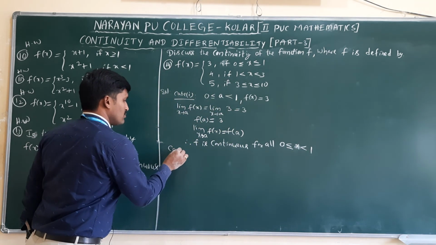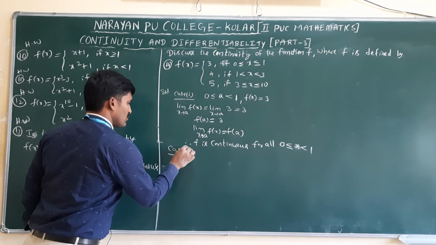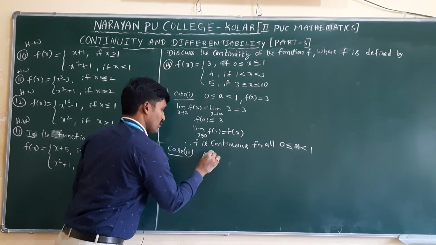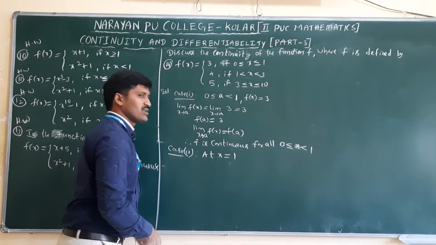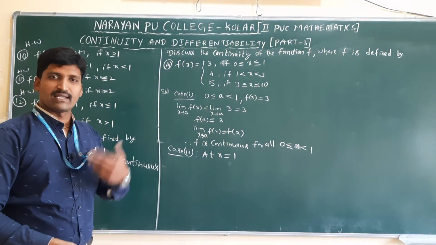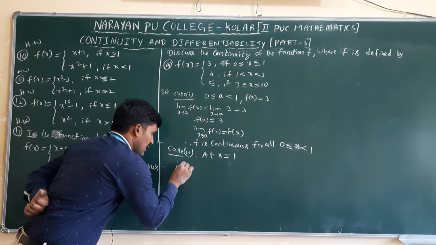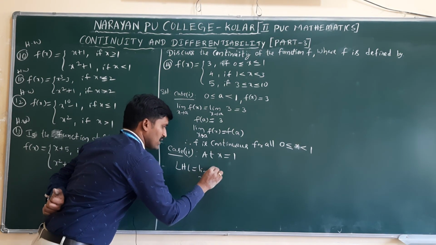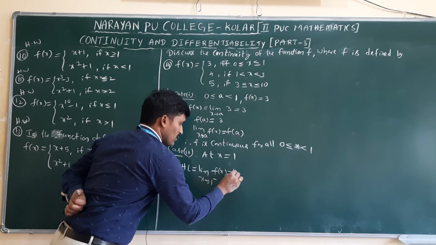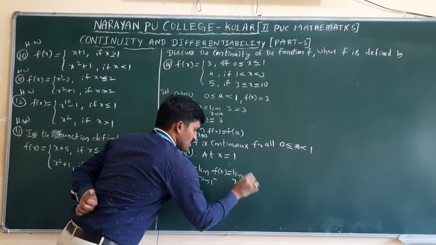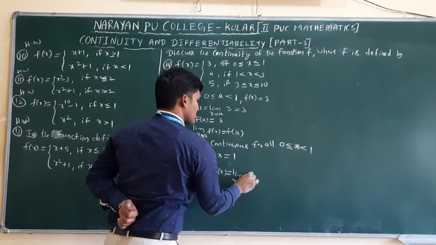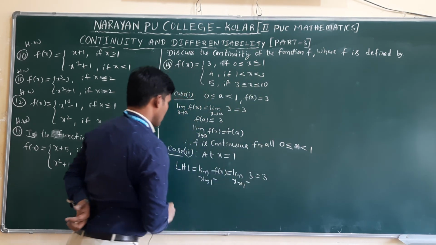Next, case 2. Case 2 is x equal to 1. At x equal to 1, to verify we need to check LHL, RHL, f of 1. LHL: limit x tends to 1 minus of f of x. Limit x tends to 1 minus means x less than 1. Less than 1, what is the function? 3. That is equal to 3.